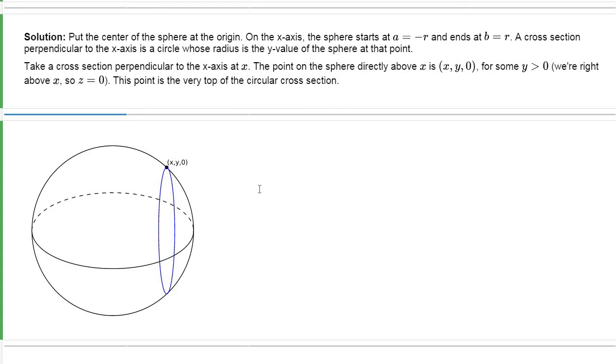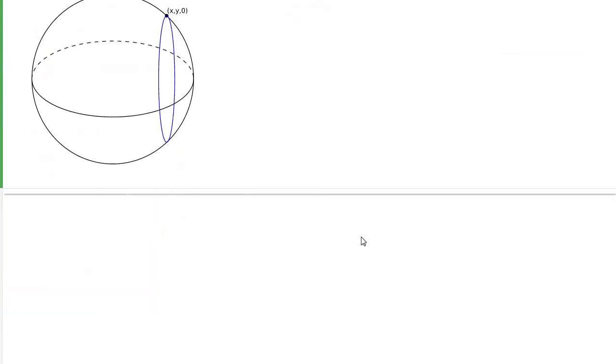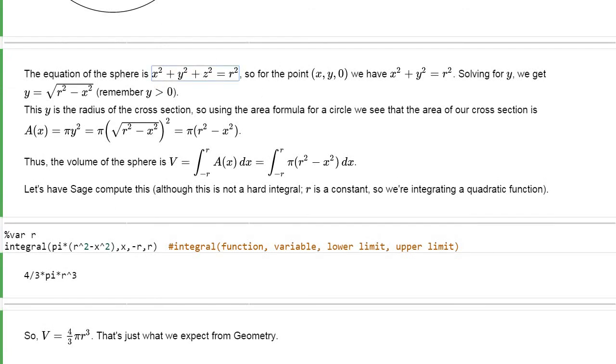Okay, I need the area of the cross section as a function of x, not y. So I need to figure out a relationship between x and y. And, well, the relationship between x and y is that this is a point on the sphere. So here's the equation of the sphere: x squared plus y squared plus z squared equals r squared. So this is the particular point I'm looking at. I'm given an x where I took the cross section. I want to figure out what y is. z is 0 because I'm right on the very top of that circle, right above the x-axis. So z is 0, so you get this. Solve for y, and you get this.